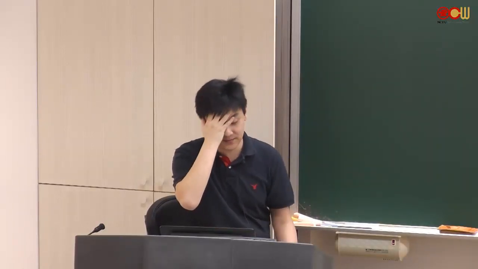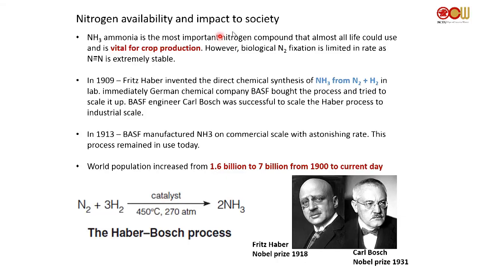Nitrogen availability, okay, why is it important, okay? 这个跟各位 share 一下, 这个跟 biology 倒没什么关系。Nitrogen is the primary limiting factor for agriculture, okay? 所以如果你今天没有 nitrogen, 你就不可能有现代的 agriculture, okay? 现代农业基本上是 based on 施肥，那个肥料，OK，肥料其实就是 ammonia based compounds, okay? Now, ammonia is the most important nitrogen compound around that almost all life could use, OK, and it's absolutely vital for crop production. However, 如果我们 rely on 这个 biological N2 fixation, it's super slow, OK, 那很慢，因为 N2 很 stable.